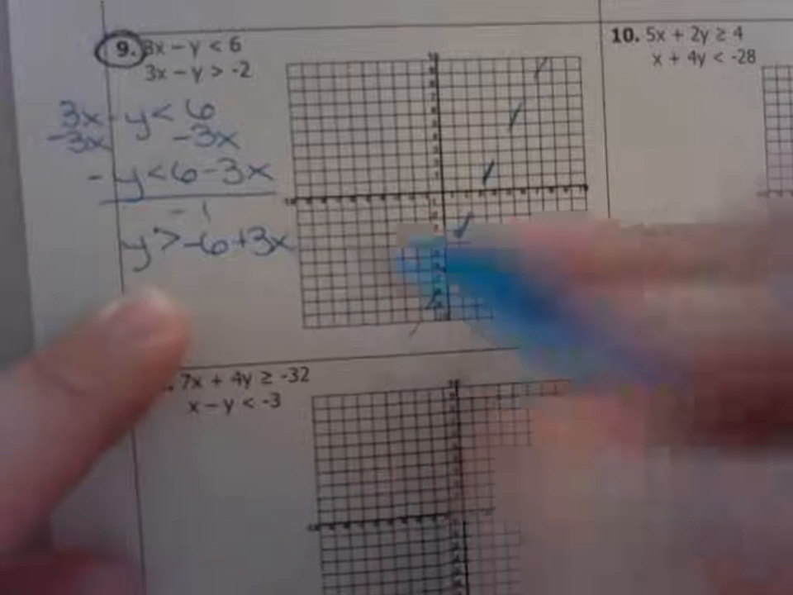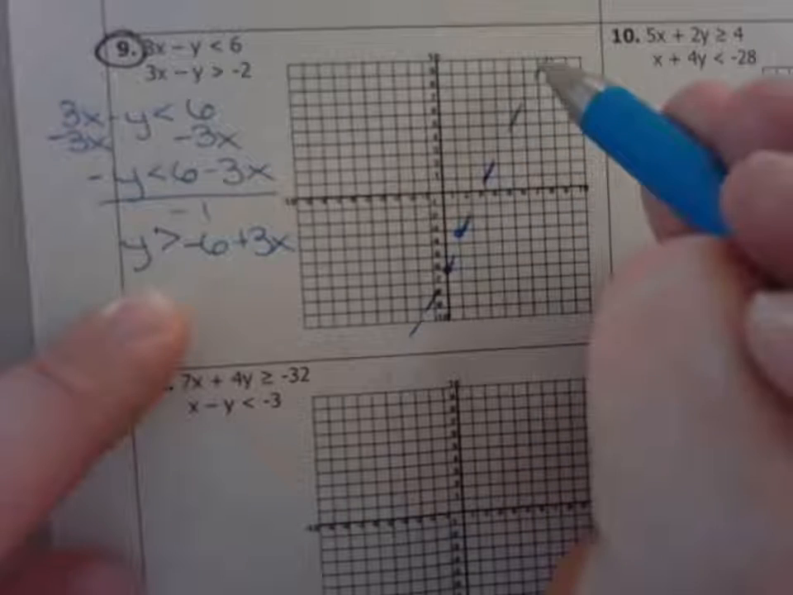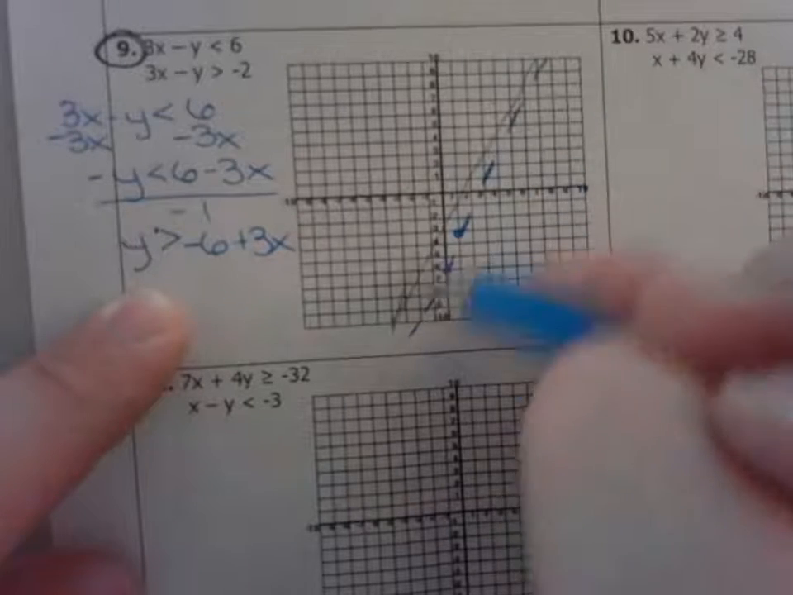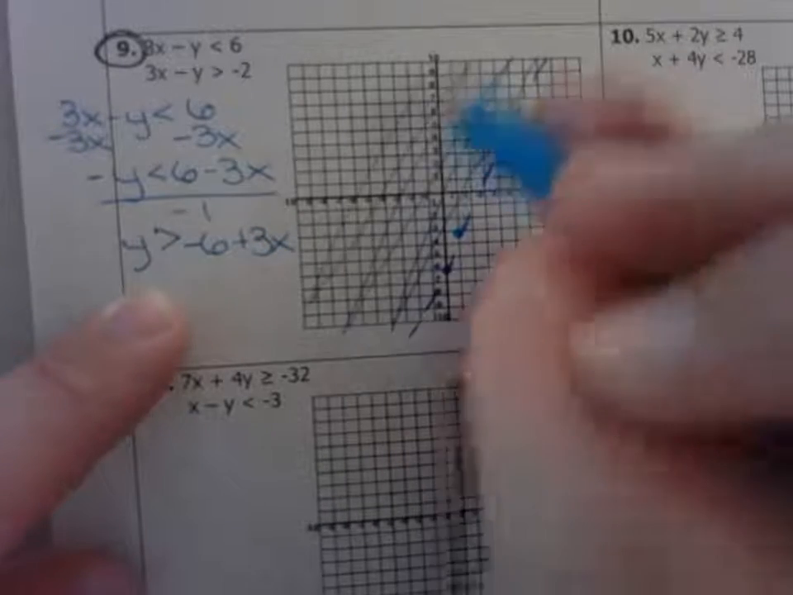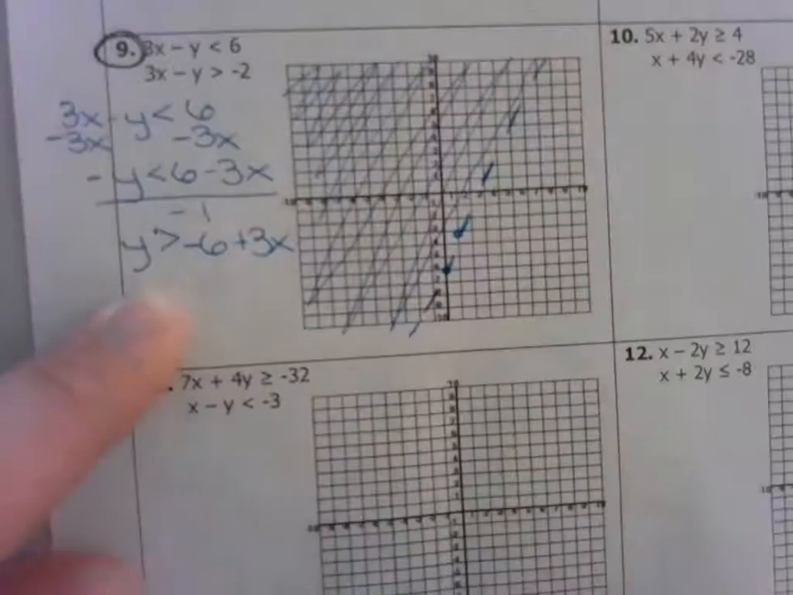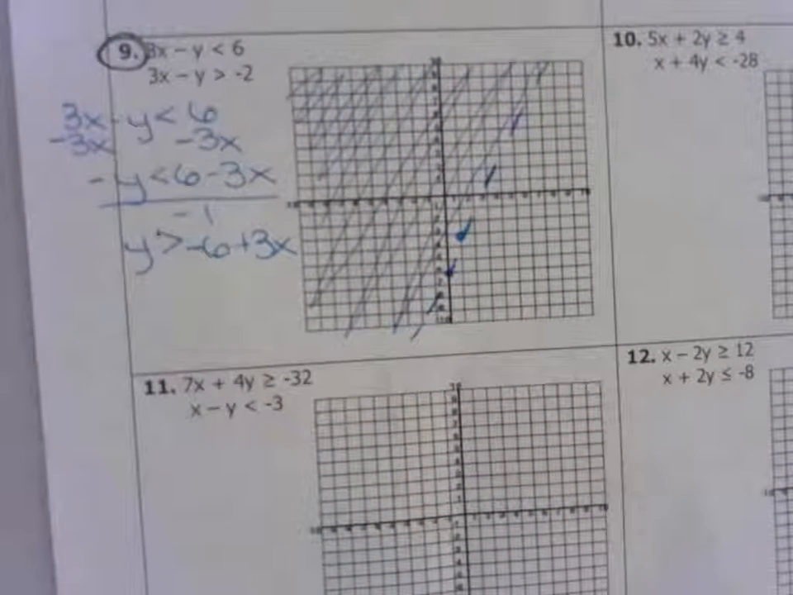Okay, y is greater than, so above or below? Above. You only do left and right when you have a vertical line. That was my bad Friday. So y is greater than, so I shade above it. Okay, any questions on that one?